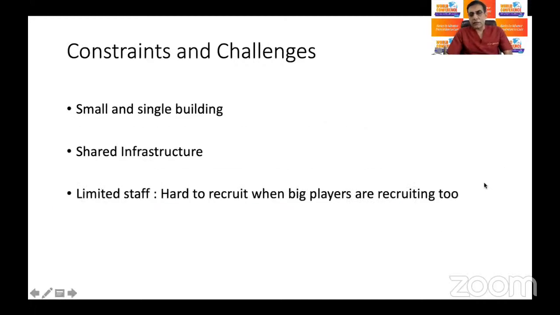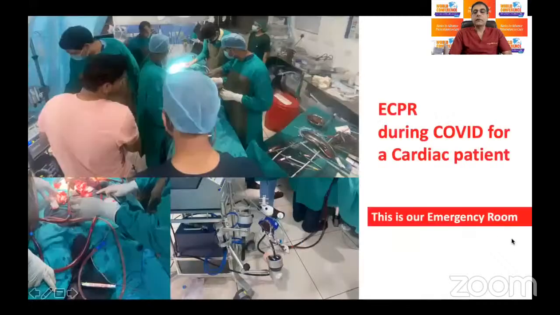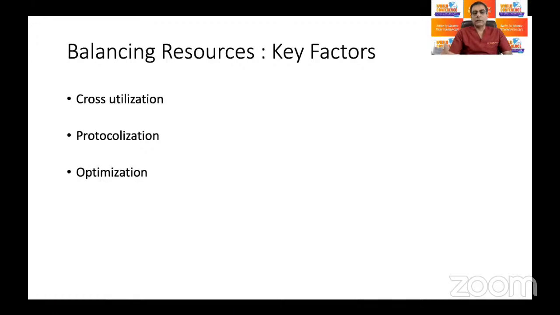So, constraints and challenges. In small towns, we have to stay with only one small building, not like big towns where we can afford multiple towers. And many times infrastructure is also shared given the financial constraints. Some hospitals might not have a CT scan and their own big lab. And staff is also difficult to find, especially when the big metros are hiring at the same time. We stand no chance. Still, we get the balance right. This is an example of an ECPR which we did during the peak of the COVID wave and did successfully. To get such a balance right, we need to focus on cross-utilization, protocolization, and optimization of the resources with out-of-the-box thinking.